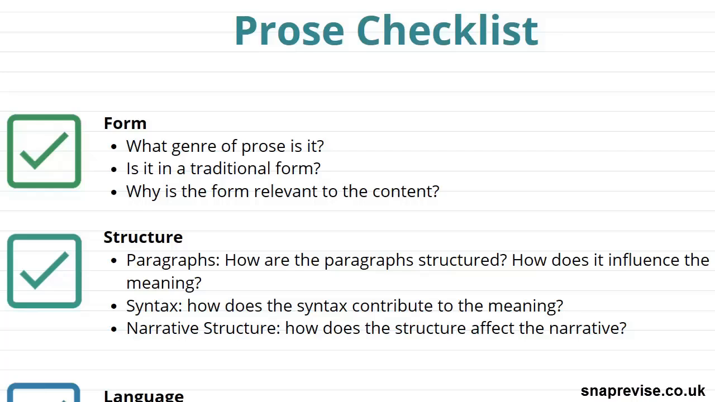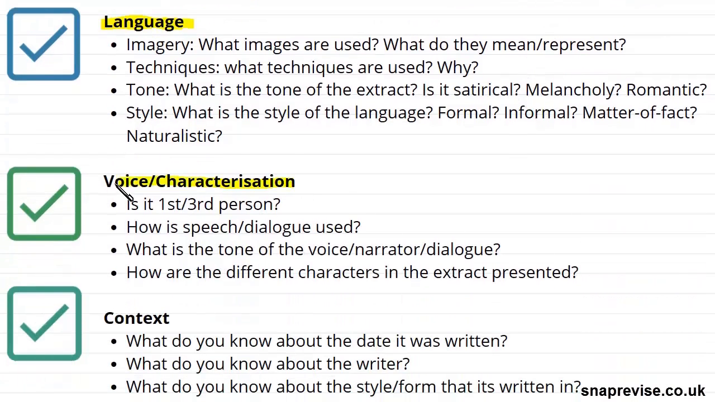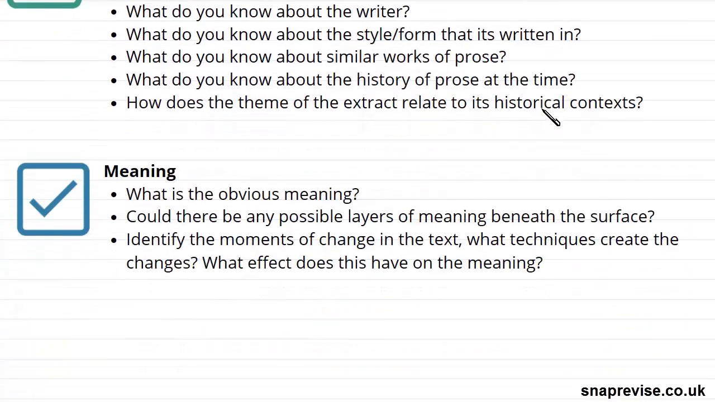If you haven't seen this before, do go back and watch my unseen prose video where I go through this list in more detail. However, I'll just give you a quick reminder of the 6 things that we need to be looking out for when we're analysing a piece of prose. So, importantly, we need to look at form, structure, and language, and then we need to look at voice or characterisation, context, and finally, meaning.